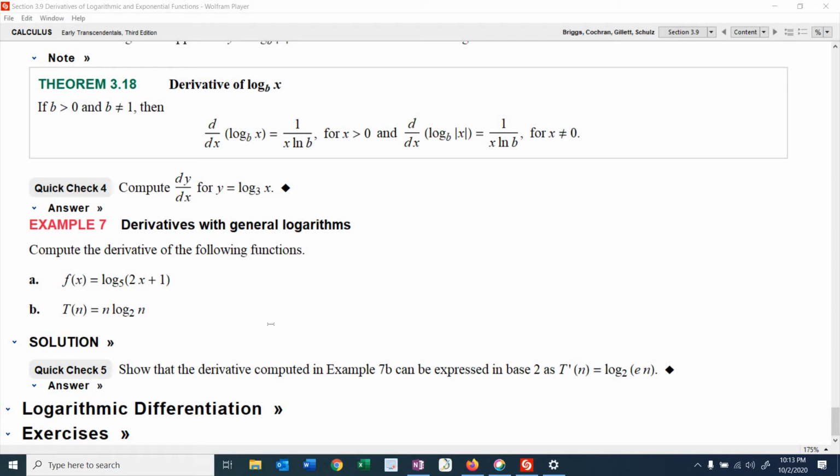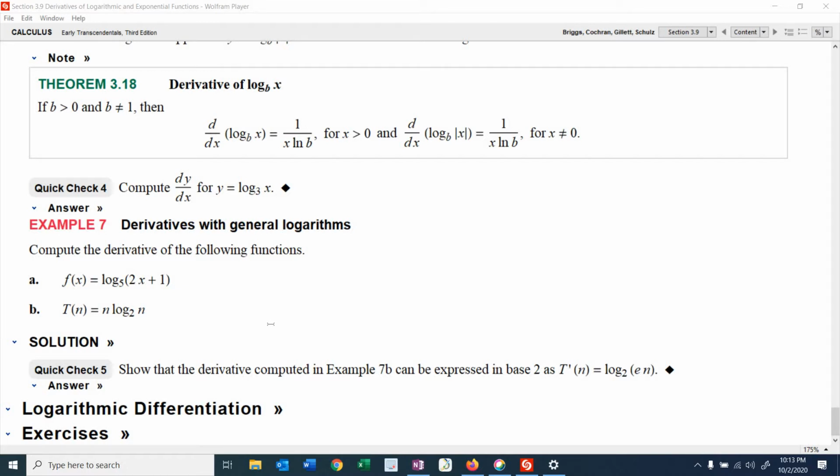Hello again. In this video, we're going to find the derivative of the general logarithmic function. Now, in a previous video, we did find the derivative of the natural log function, when the base of the logarithmic function is base e. In this video, we're going to extend that idea so that we can find the derivative of any logarithmic function, no matter what its base is.